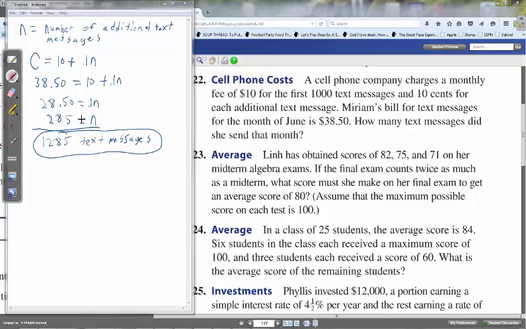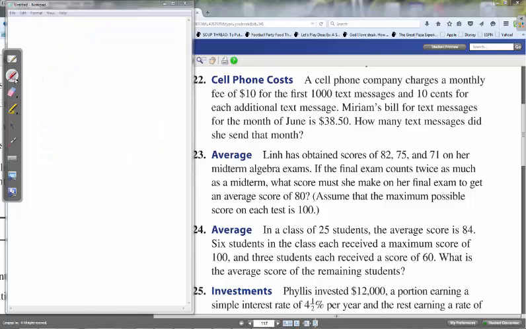As far as checking, that's not terribly hard to do. Just plug the 285 in. I didn't really on this problem just because it's a pretty simple problem. But I may on later ones. So, the next one we're going to look at is 23 here.